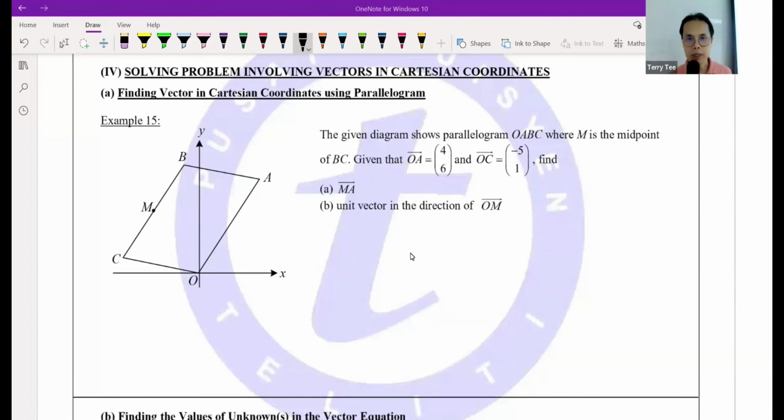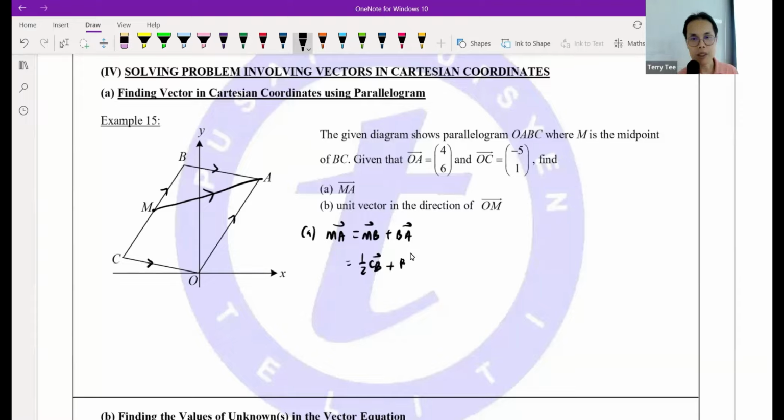Here you're given a parallelogram OABC, and M is the midpoint of BC. Given that OA is (4, 6) and OC is (-5, 1), find vector MA. So to go from M to A, we can use the concept that we talked about earlier. MA will be M to B plus B to A. Now, MB is actually half of CB, and your CB is the same as your OA. Whereas BA is the opposite of OC.